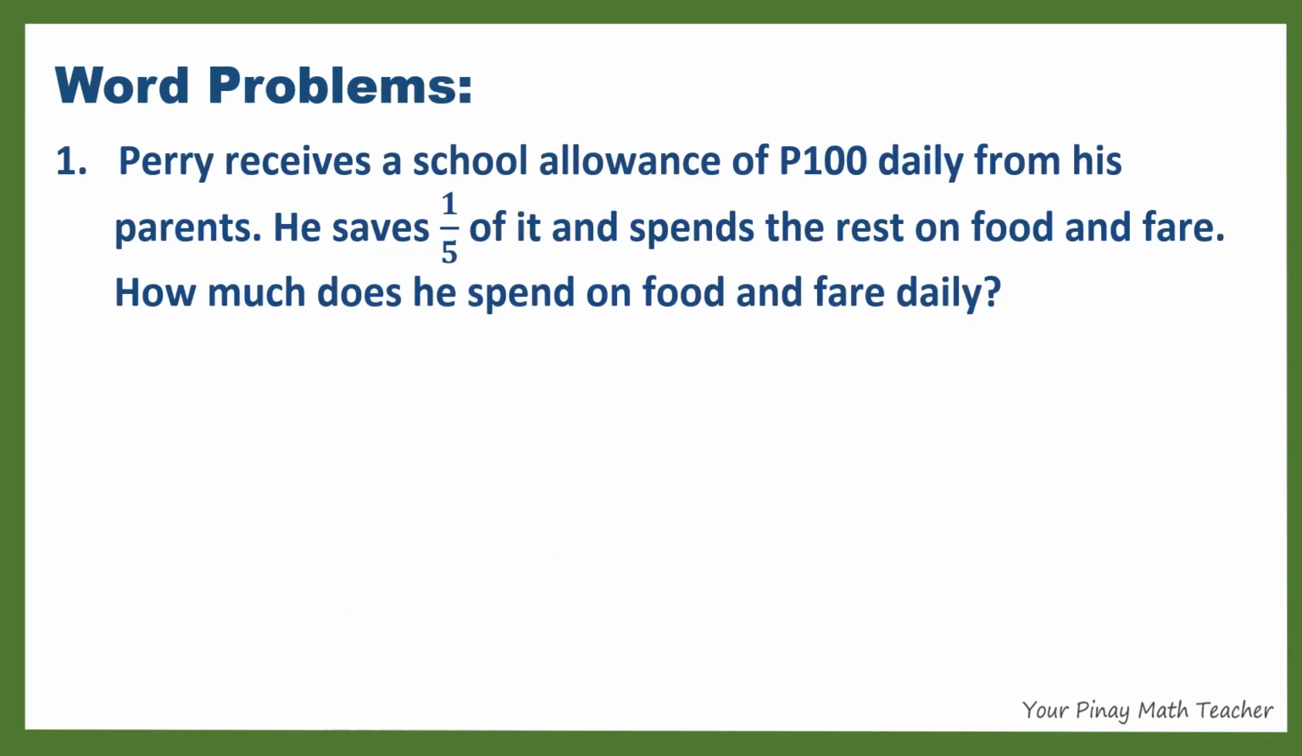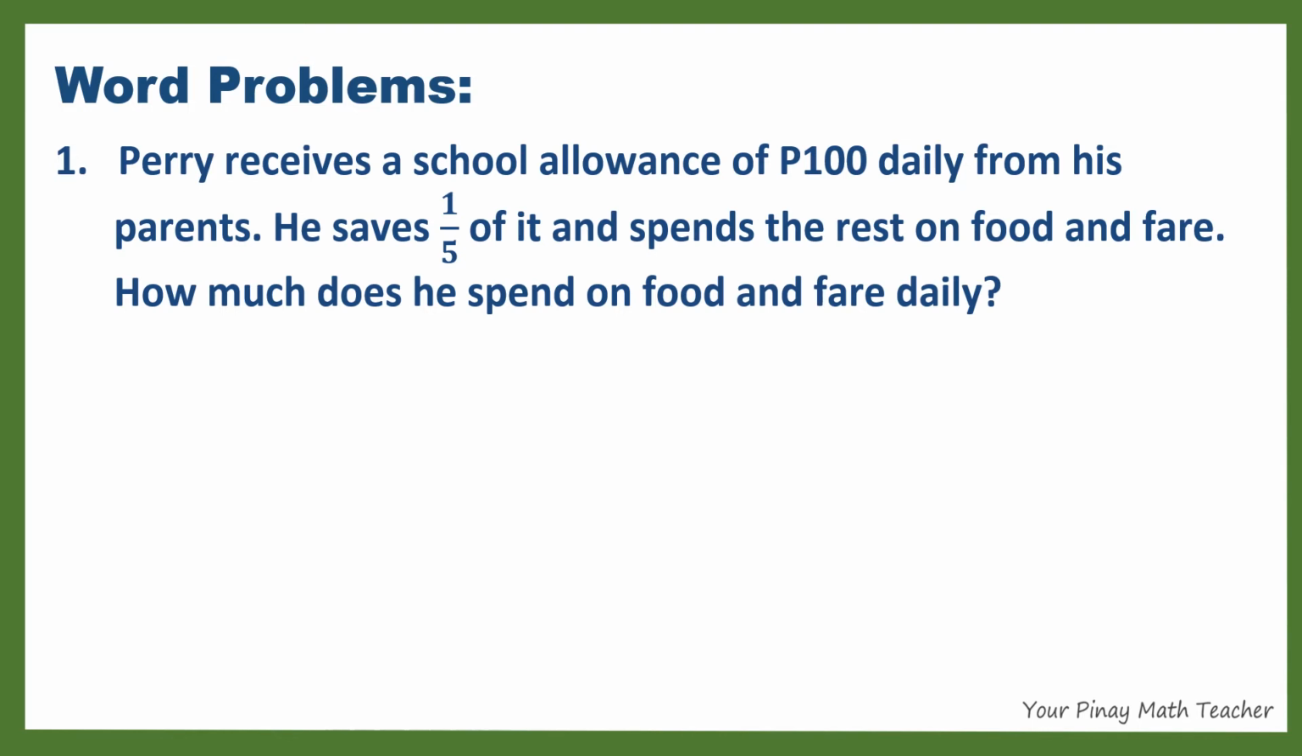Let's have some word problems. Perry receives a school allowance of 100 pesos daily from his parents. He saves 1/5 of it and spends the rest on food and fare. How much does he spend on food and fare daily?